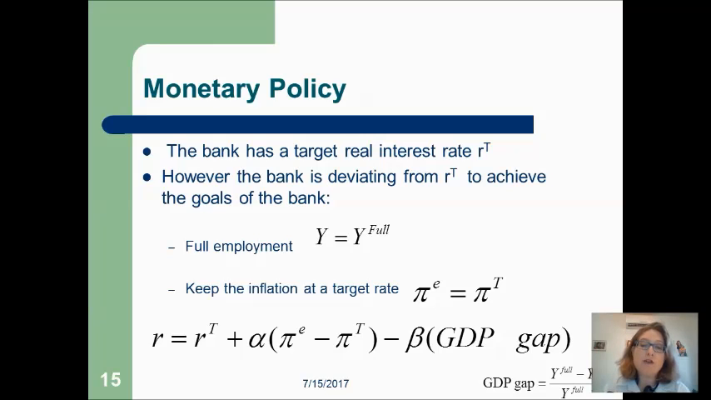And the central bank normally is very worried when unemployment goes up. So when (Y full minus Y) over Y full increases, that means the GDP gap increases, then the central bank will respond with a lower interest rate to encourage investment and increase demand.